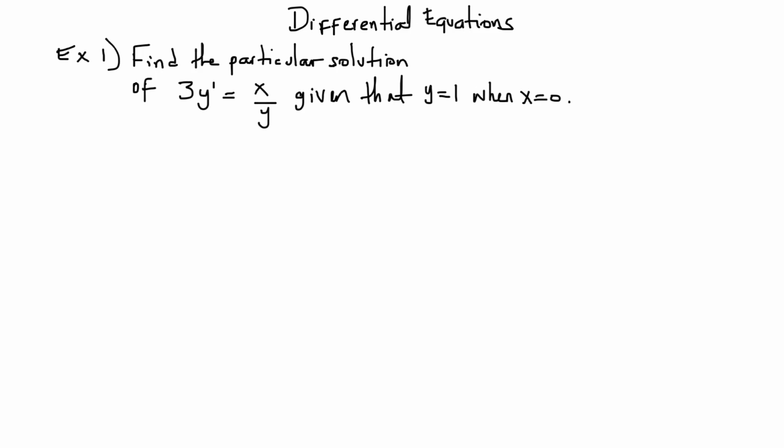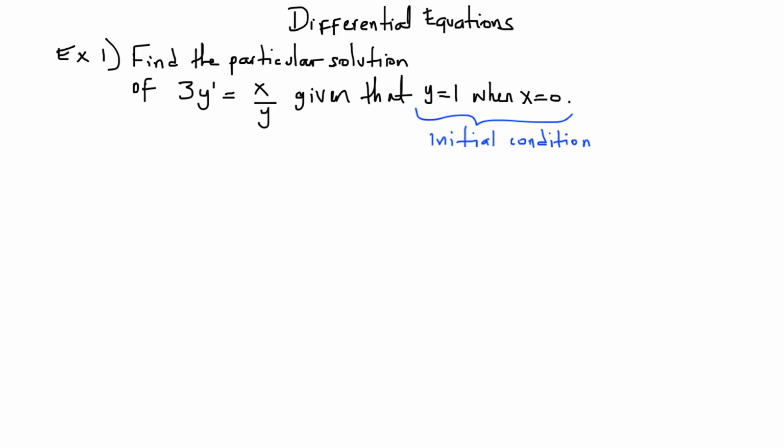Now here on the side they said that y is equal to 1 when x is equal to 0. We have a name for that. We call it an initial condition. If you are in a science class, they call it a boundary condition. But for math terms, we just say it's an initial condition.